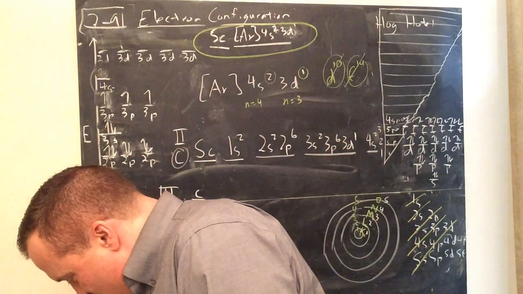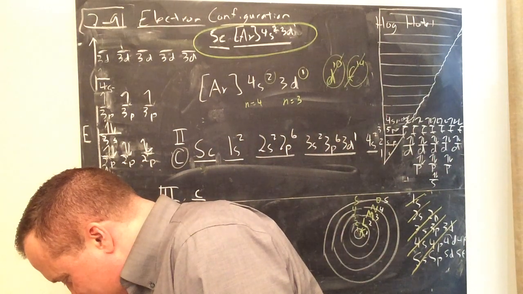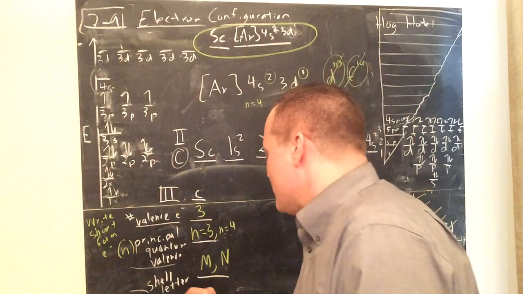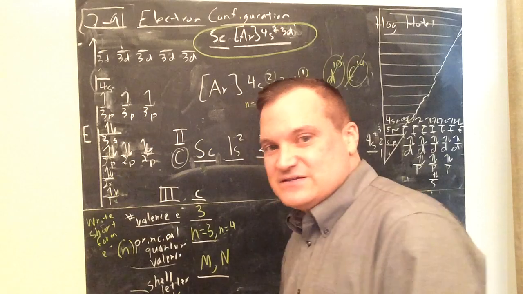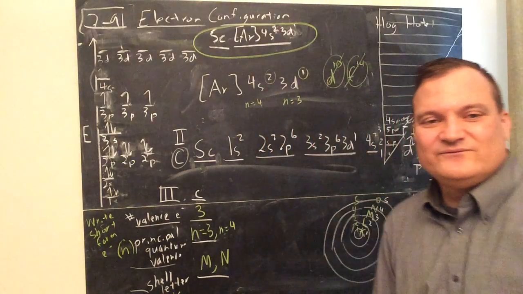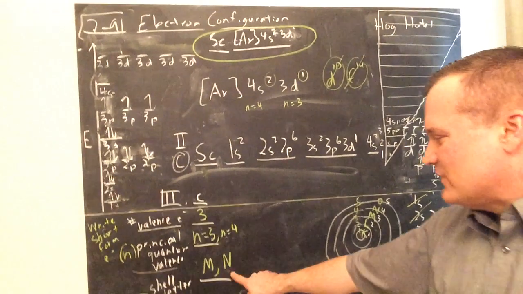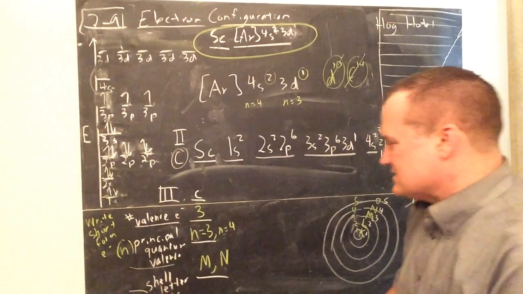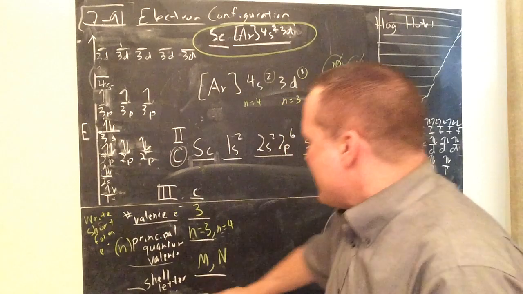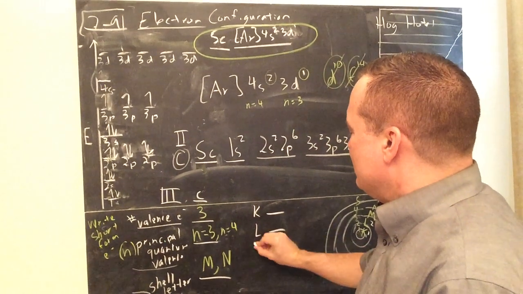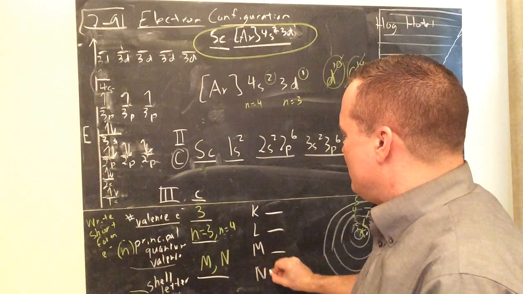Shell letter. Now it says how many electrons are in each of these individual shells. How many are in the K shell? Is it all going to fit? Everything so far has fit. I'm going to have to erase, or I can put it to the side here. How many electrons are in the K shell, the L, the M, and the N shell?